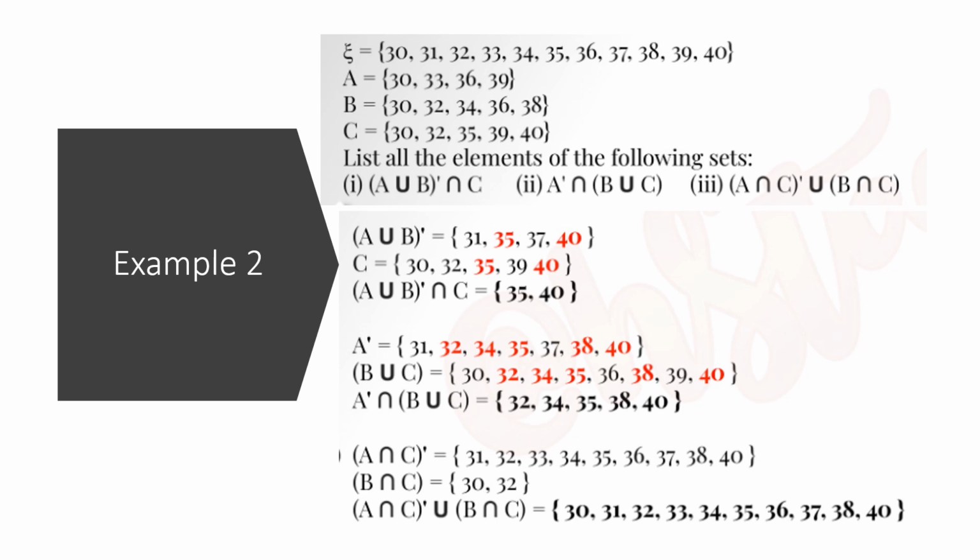And B intersect C is the common elements existing in B and C, which is 30, 32, that's all. And then union is both sets together, everything that exists in A intersect C complement and B intersect C. So 30, 31, 32, 33, 34, 35, 36, 37, 38, and 40.